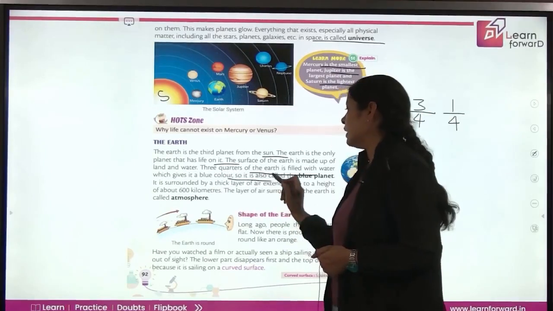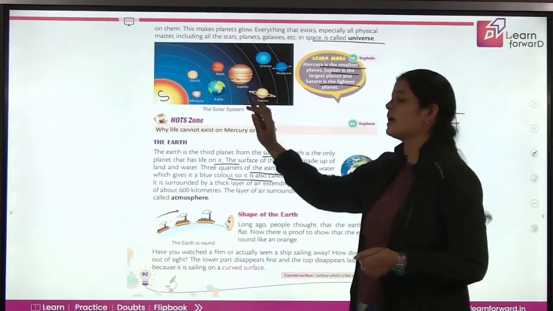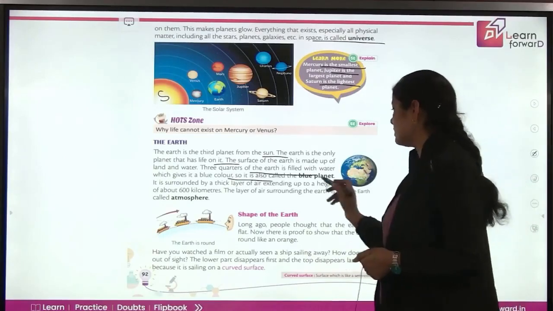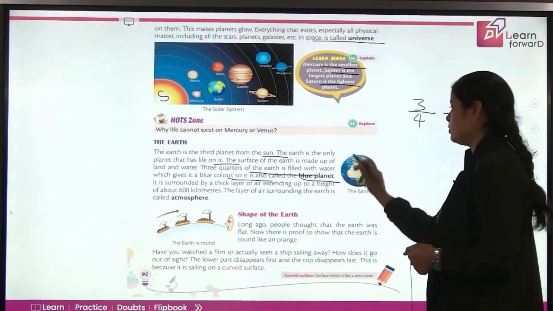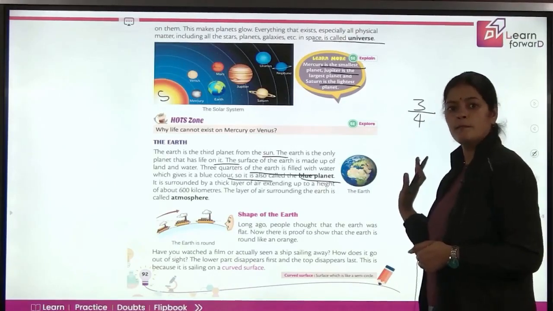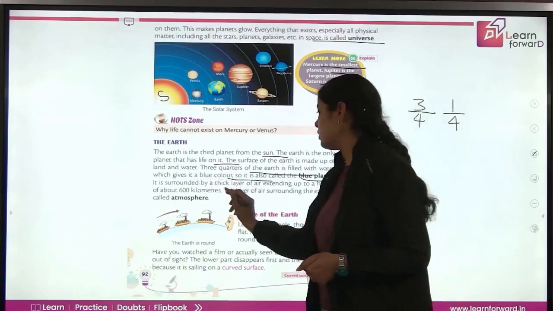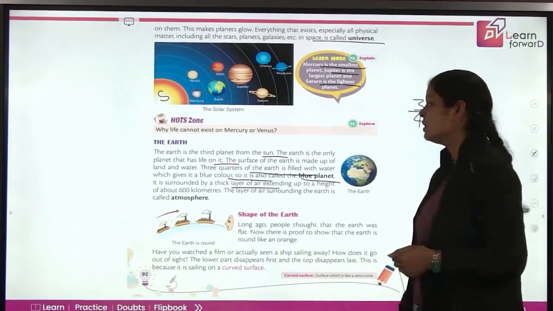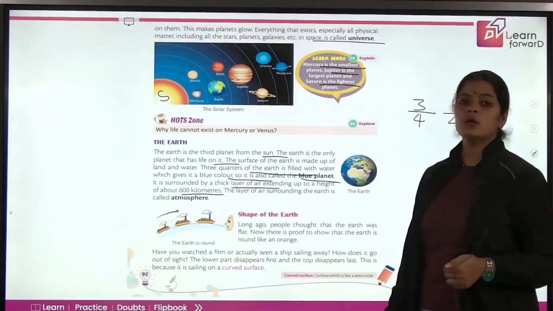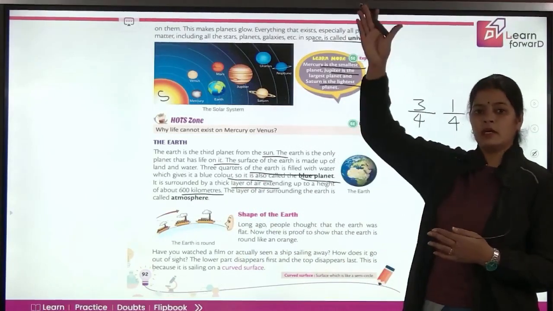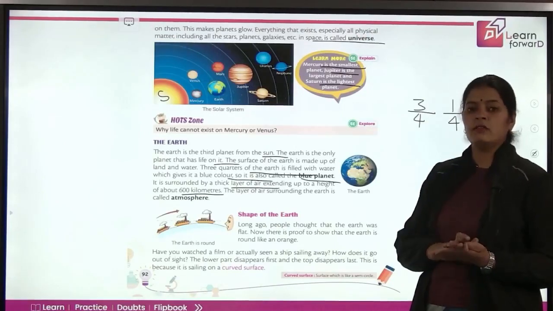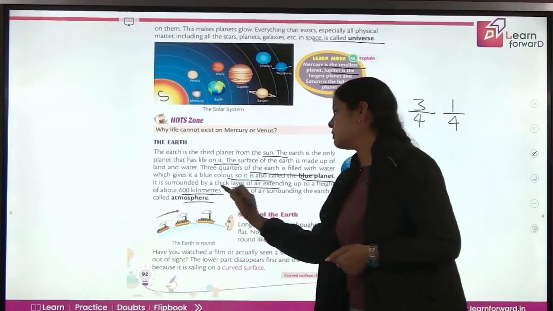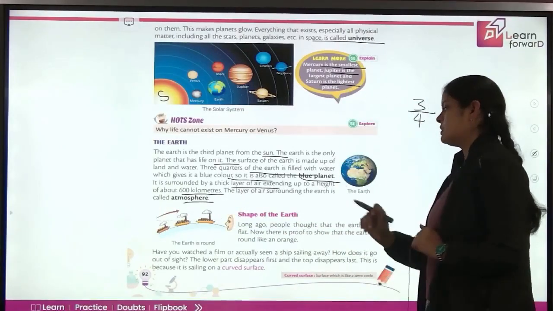Now which gives blue color to the planet? Okay, so Earth has its blue color because of the abundant presence of water on it. So this is the reason why it is called the blue planet. You know, it is actually looking like a blue ball. Now it is surrounded by a thick layer of air extending up to a height of 600 kilometers. So it has a blanket or a layer of air from the surface of the earth where we are living till 600 kilometers upside. Okay, and this layer is called the atmosphere. Okay, now next, shape of the earth.